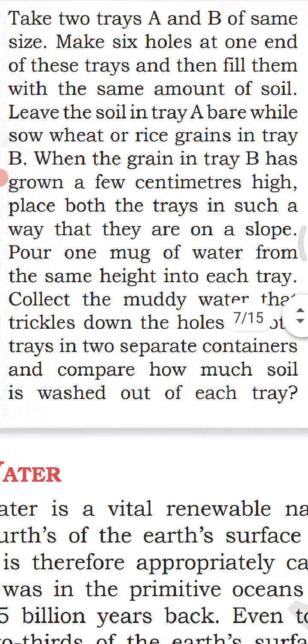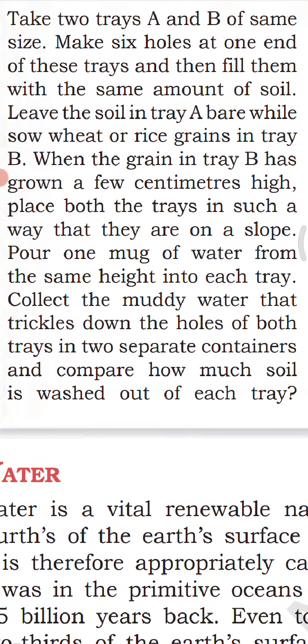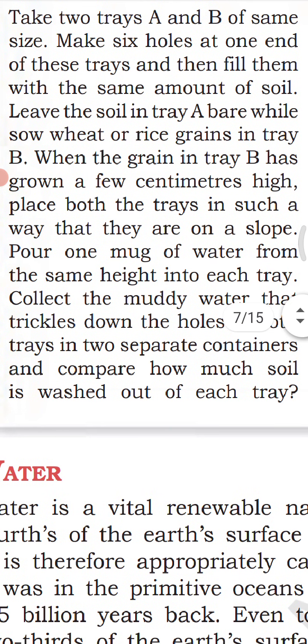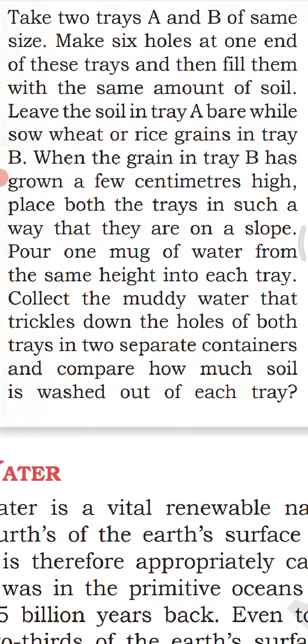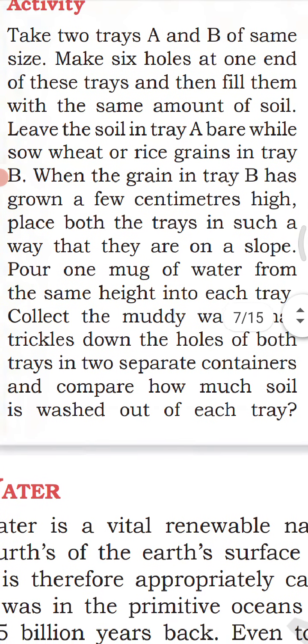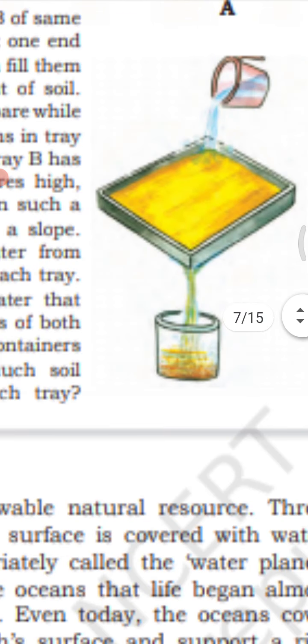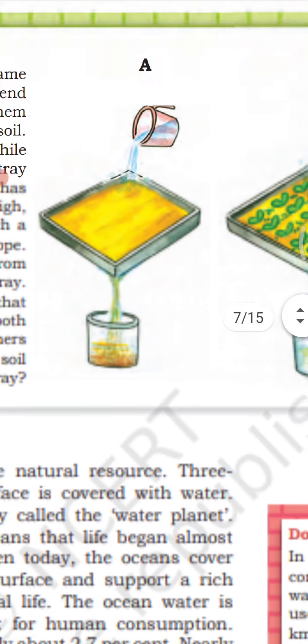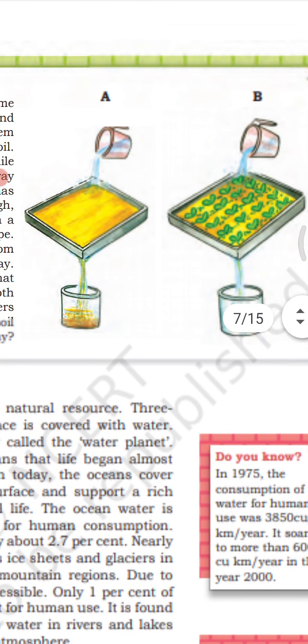Pour 1 mug of water from the same height into each tray. Collect the muddy water that trickles down the holes of both trays in two separate containers and compare how much soil is washed out of each tray. Now see the figure, picture A and picture B.